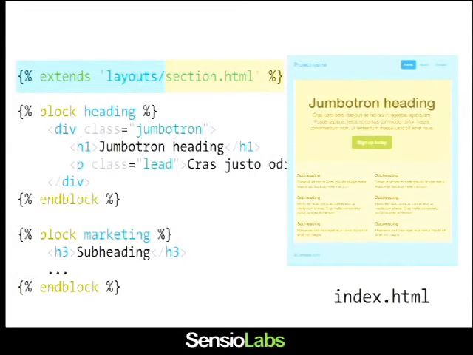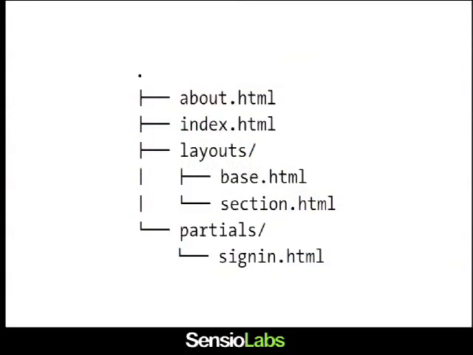So here is my index.html page again. So now I'm extending the section layout. This one contains the section blocks, but also the ones defined in the main base layout. So I have this structure, and then I'm not going to define the body block because it's defined in the section 1 template. I'm just going to say, okay, in the heading, this is the content. In the marketing, this is the content. Right? So that's why I have a layouts directory here, because I can have more than one layout, and a layout can extend another one.